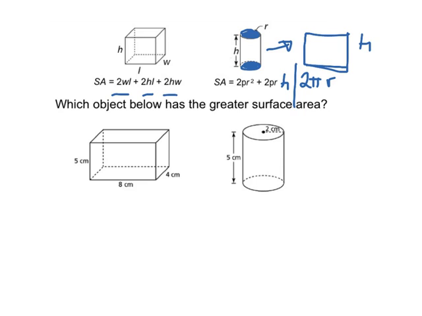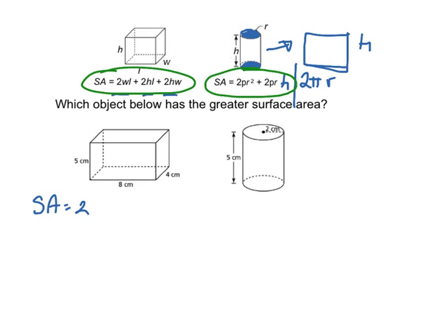Let's take a look at the question. Which object below has the greatest surface area? We're going to use the surface area formula, which is right here, for both of these shapes to find which one is greater. So again, let's start with the formula. Surface area is 2 width length plus 2 height length plus 2 height width. And now we're going to just plug in those values.